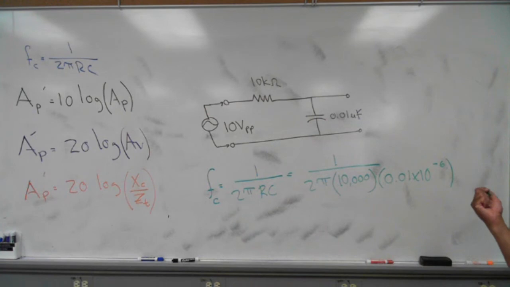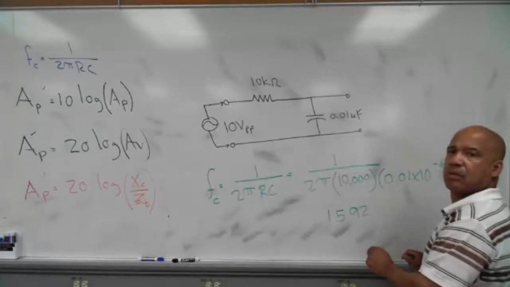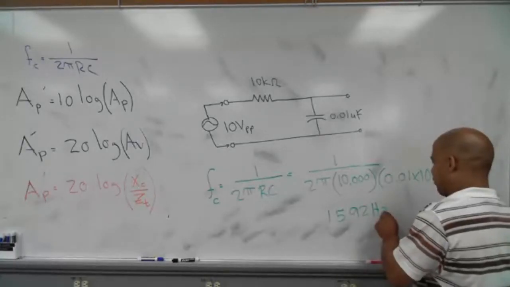I got 1,592 hertz. Is it hertz or kilohertz? I think it would be 1.592 kilohertz. I think I got 1,592, yeah, hertz. 1.592 kilohertz. Okay, so then it's hertz.